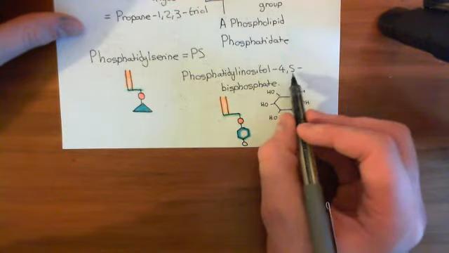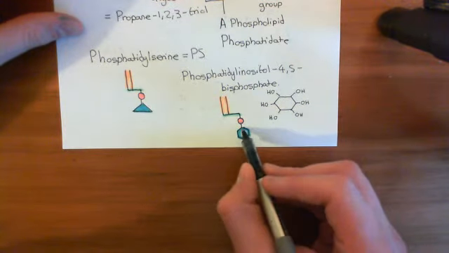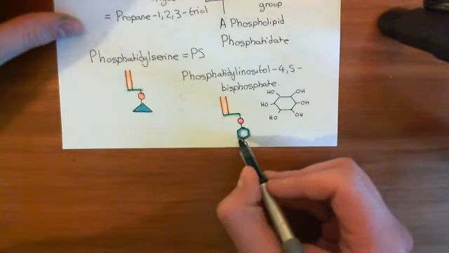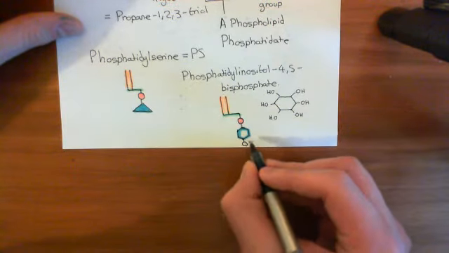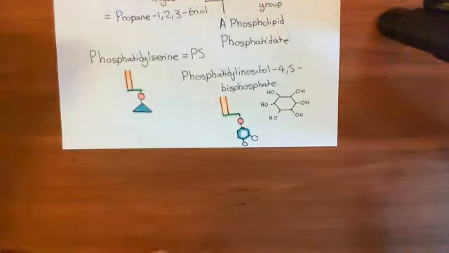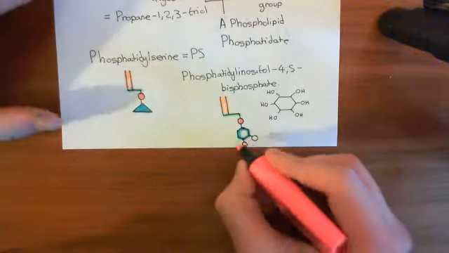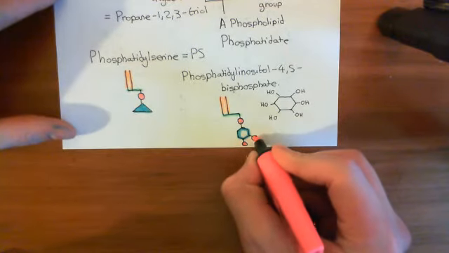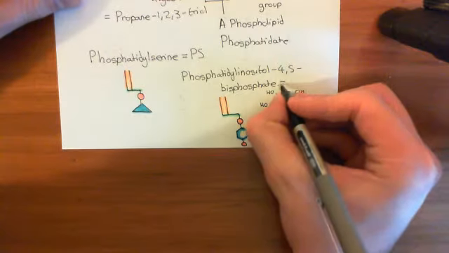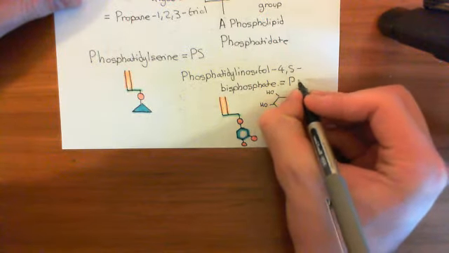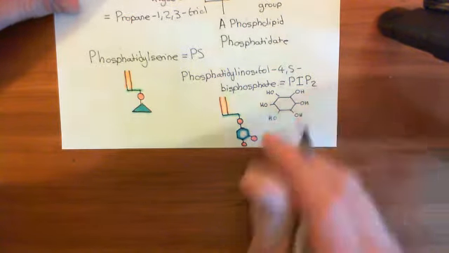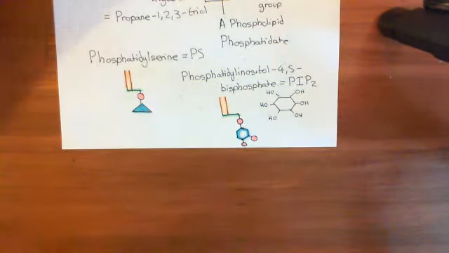Now we're adding them onto the 4th and the 5th carbon. So this is counted as the first carbon, this one up here. So we count round 2, 3, 4. So here's a 4th phosphate group. 5. So here's a phosphate group off the 5th carbon here. So that then is the structure of phosphatidyl inositol 4,5-bisphosphate, and this is often abbreviated to PIP2. P for phosphatidyl, I for inositol, P2 for bisphosphate, phosphate times 2.